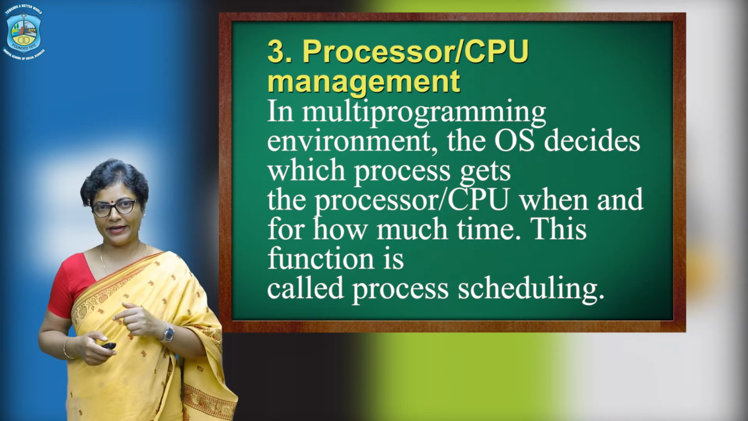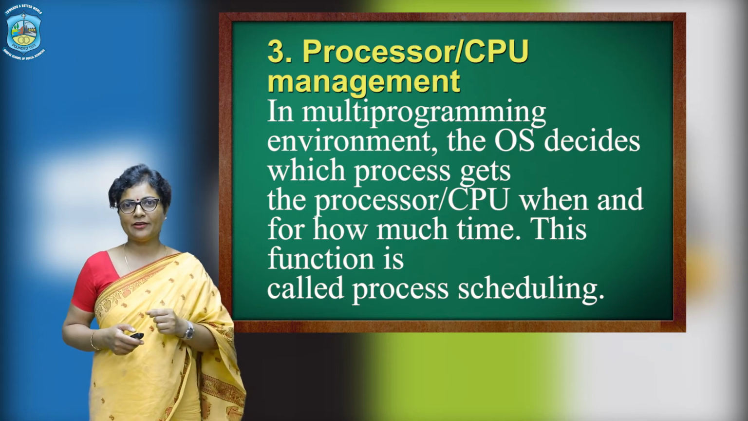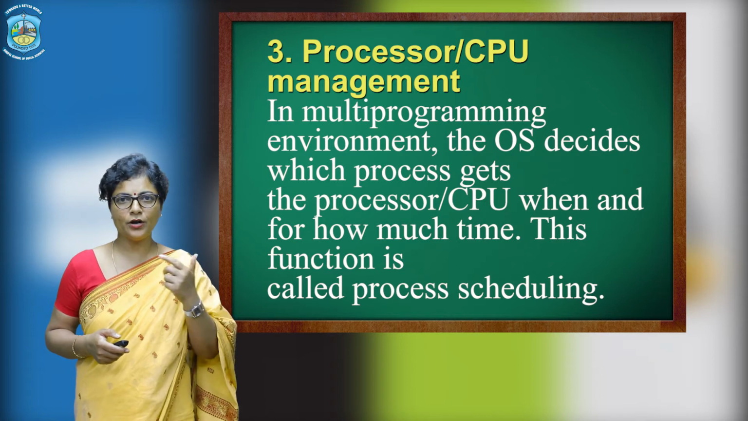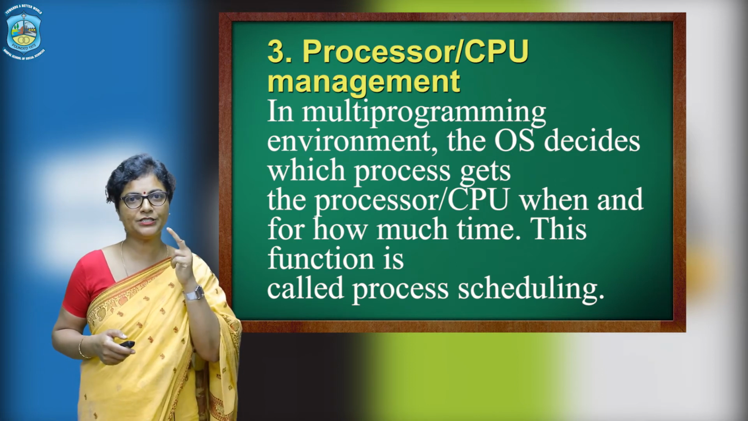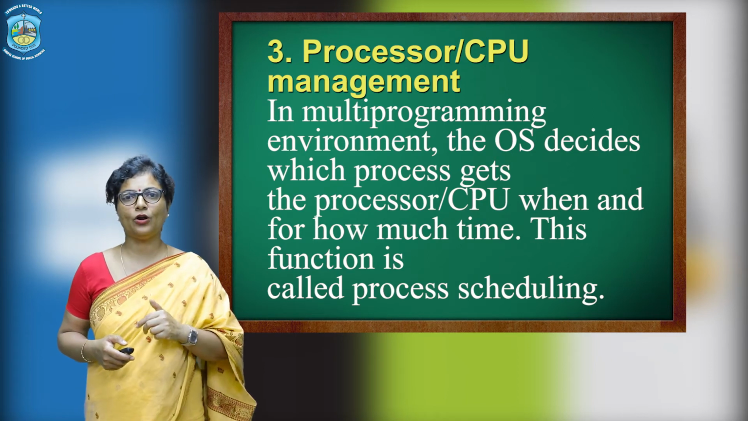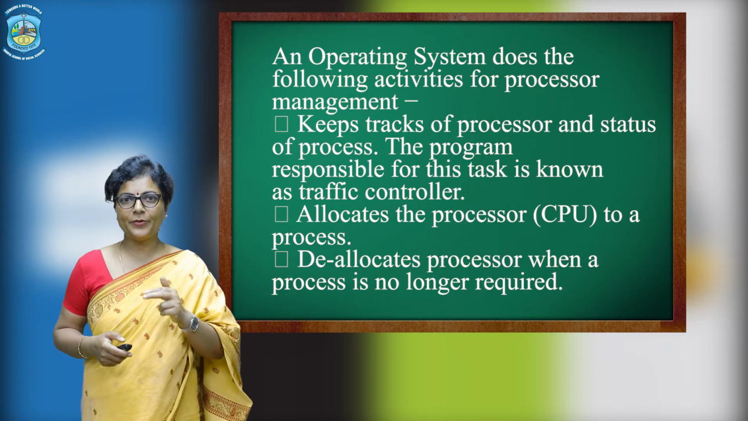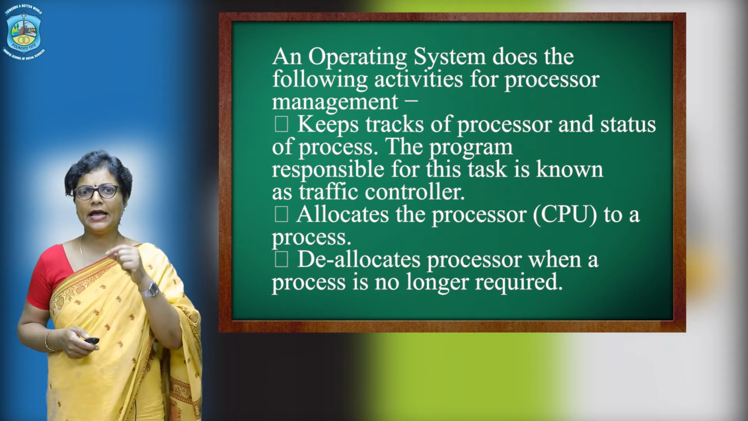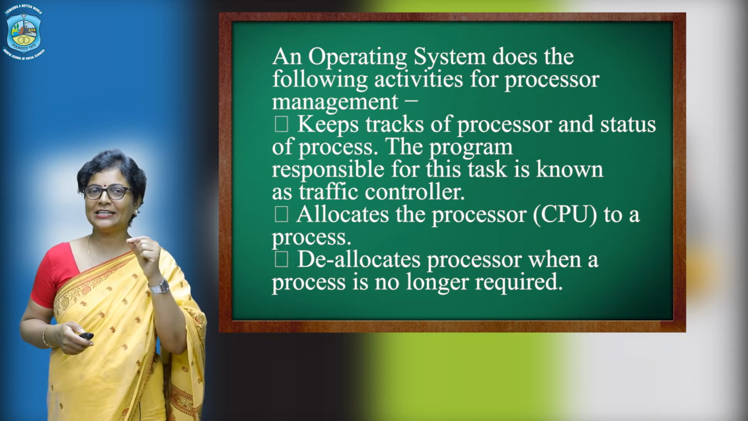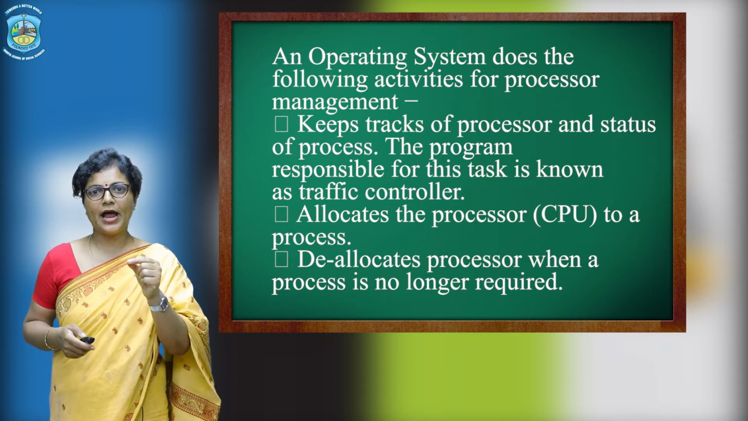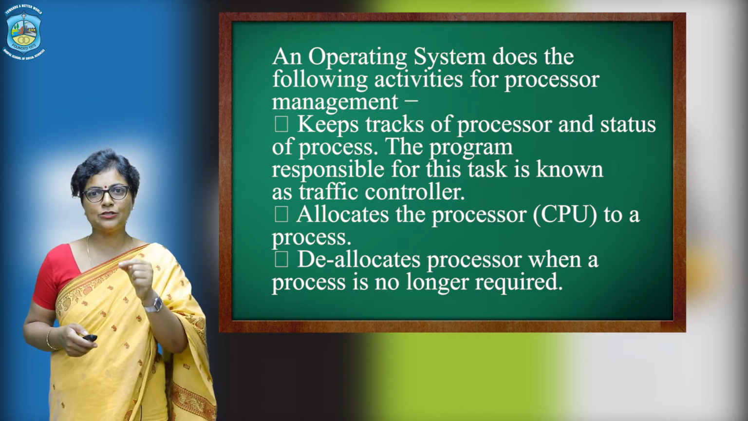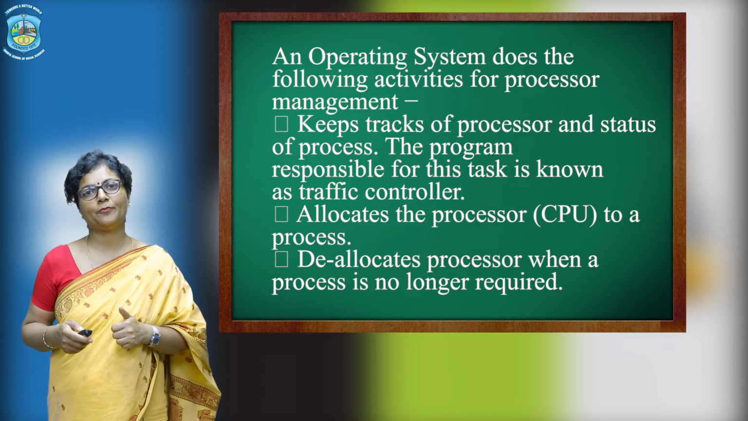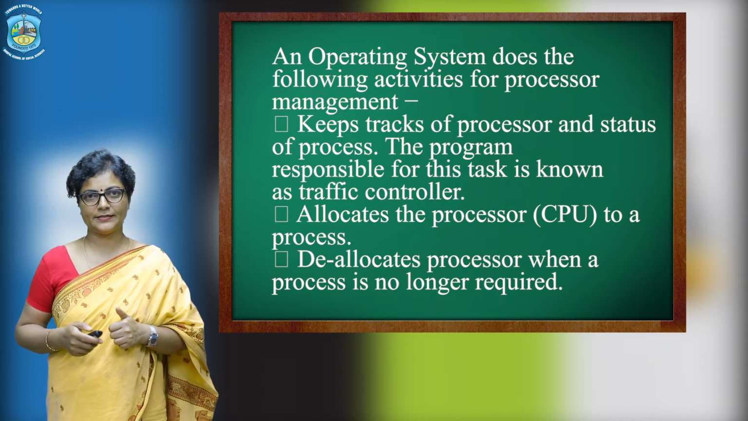Processor or CPU management. In a multiprogramming environment, the OS decides which process gets the processor or CPU, when, and for how much time. This function is called process scheduling. An operating system does the following activities for processor management: keeps track of the processor and the status of processes. The program responsible for this task is known as the traffic controller. It allocates and deallocates the processor to a process.